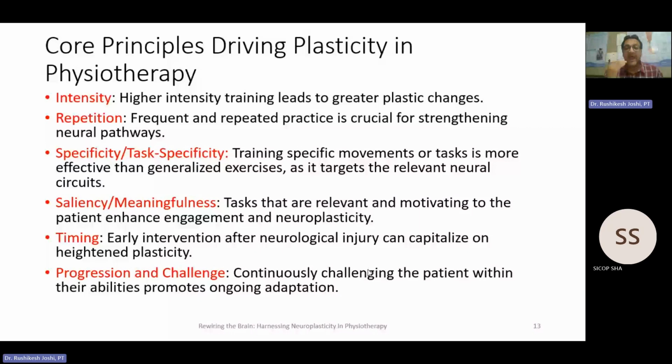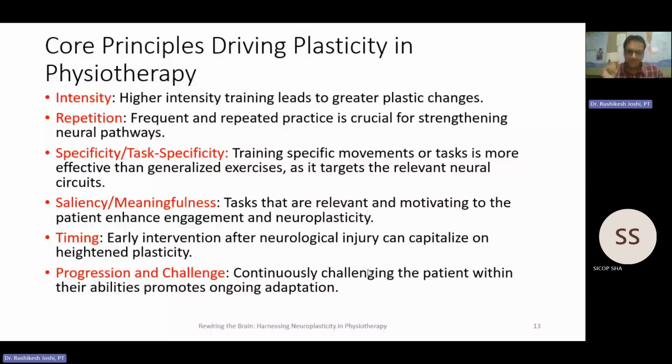All right. And remember, we also apply the principle of specificity. We give exercises to the patient which are task specific. So what is the logic? When you give a specific task, a specific pattern of movement to be achieved by the patient, that is going to fire up a specific pattern of movement in the brain. That's why task specificity is very important.